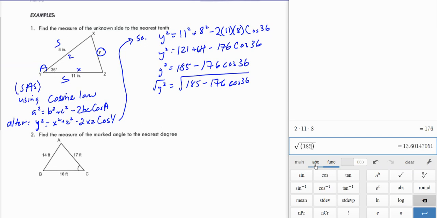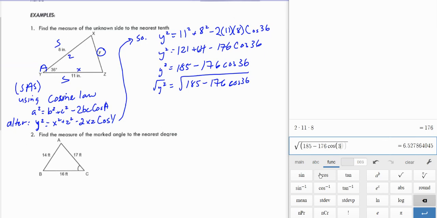So 185 minus 176 cos 36. And that gives us the cosine law. And here you go. Now you have a nice answer. So I liked what we did there. Let's repeat it. What I did was I built my bracket first. First I did the square root. Then I said, okay, everything I need is going to be in this bracket that I make. So once I make that bracket, I got 185 minus 176 cos 36.